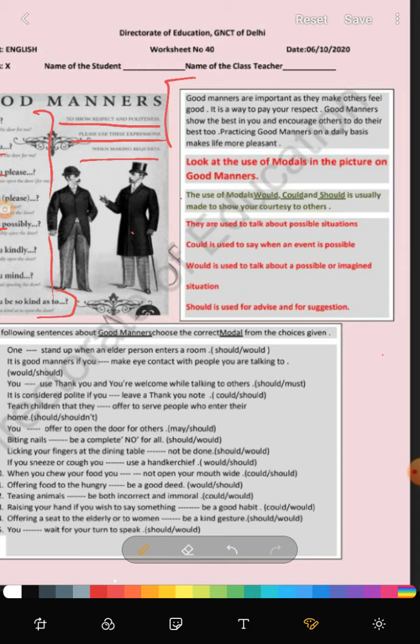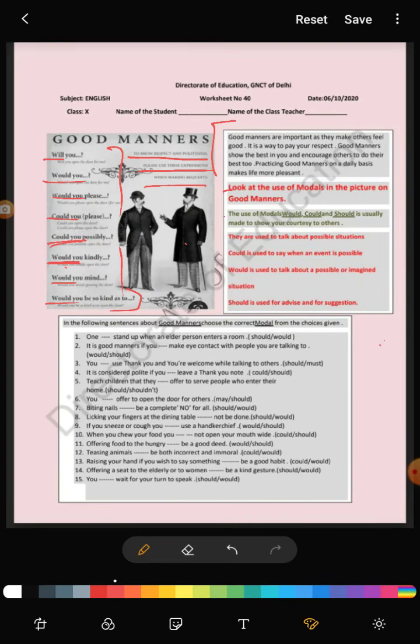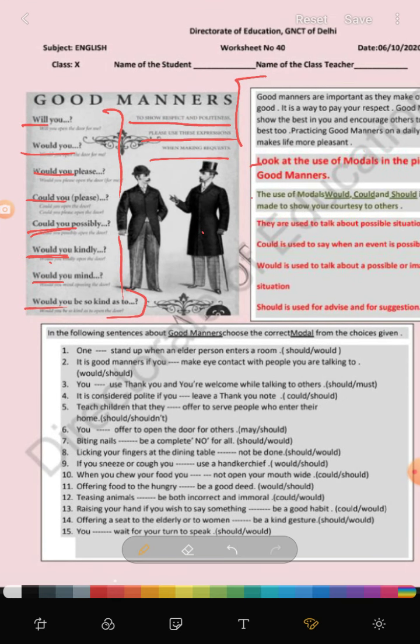So, why are good manners important? Good manners are important because you are making the other person feel good when you respect them. And when you are good to others, then other people generally are good to you. So, goodness always comes back. Now, look at the use of modals in the picture of good manners. Here we have the picture again, and let's read.